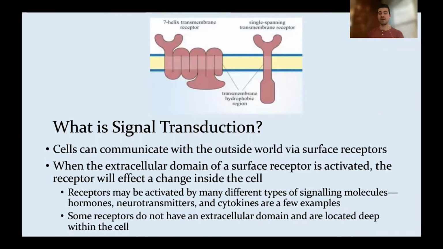Some receptors don't even have an extracellular domain, and they're located deep within the cell. For example, when we talk about the different types of hormones, steroid hormones can diffuse through the cellular membrane, so a lot of times they have receptors deep within the cell, like estrogen. It's not a surface receptor, but it still results in many of the same things. There's a signal cascade that follows, there's signal amplification, and then it affects the entirety of the cell.